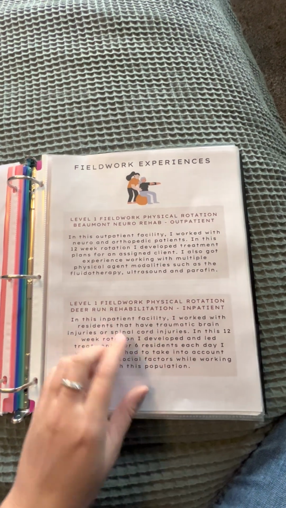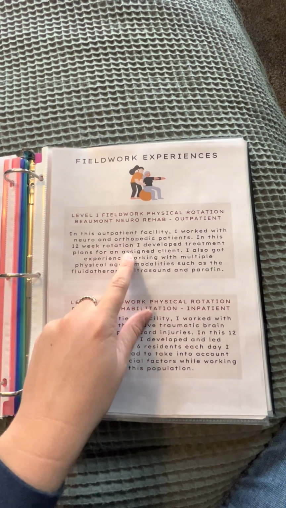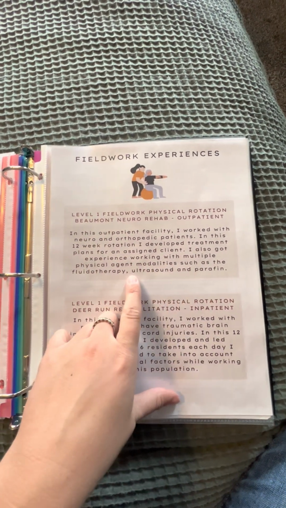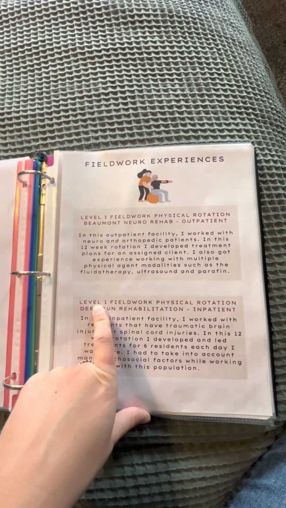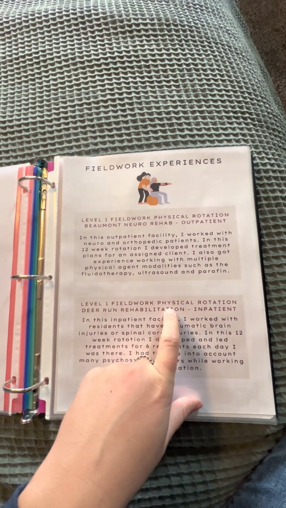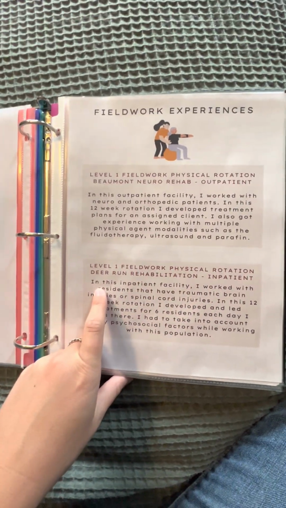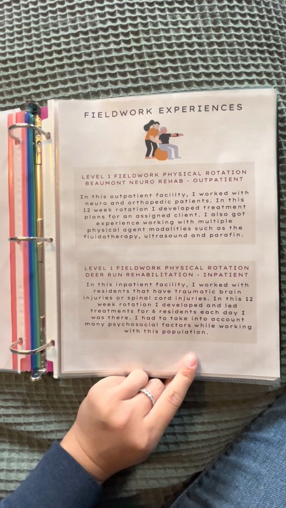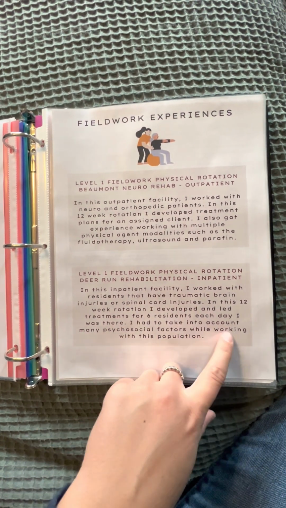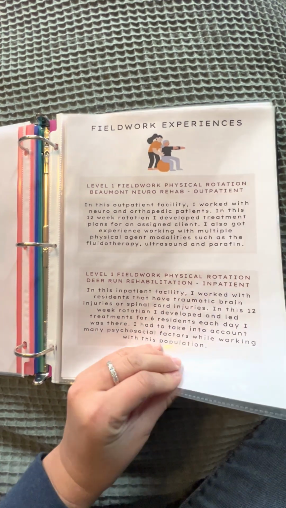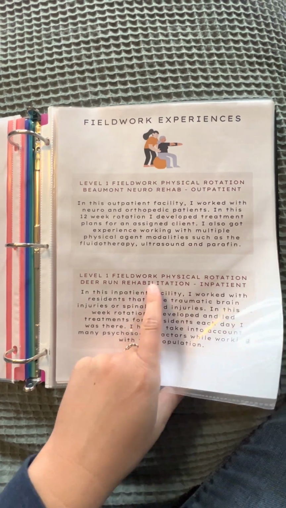And then underneath that, I gave a little description: it was a rotation, and I helped develop treatment plans, and I also worked with modalities. And then this is also level 1 fieldwork, rotation, Deer Run rehabilitation, inpatient facility. I included that I developed and led treatments for 6 residents each day I was there, because I feel like it was a big curve to treat patients on my own, so I included that.